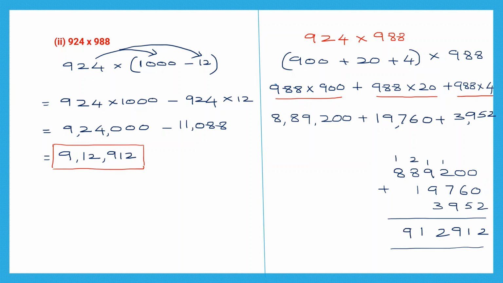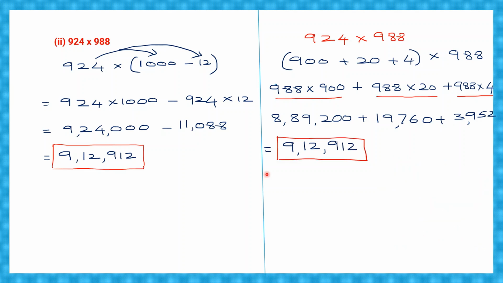So what do we have here? We have 9,12,912. So here also you can see that our answer is the same as this answer. Here we've got 9,12,912. Here also we have 9,12,912. So you can use one of these methods to get your answer.